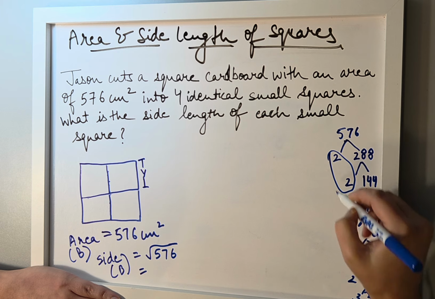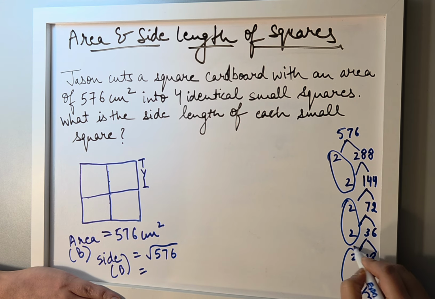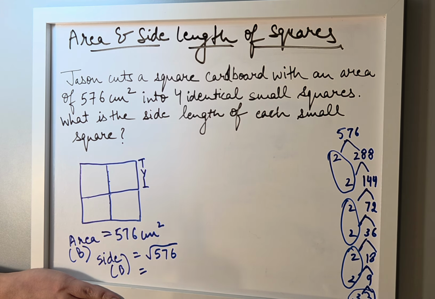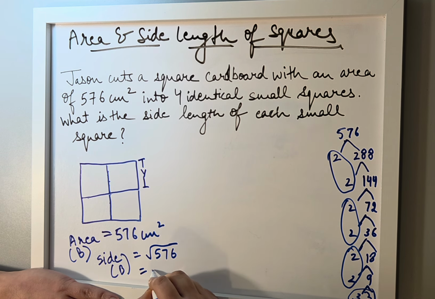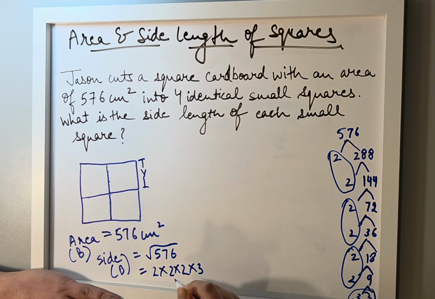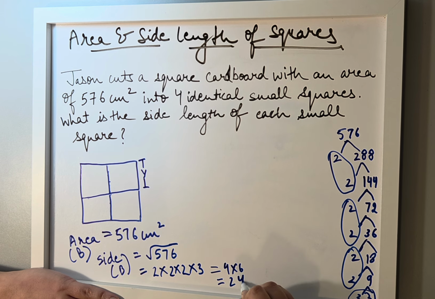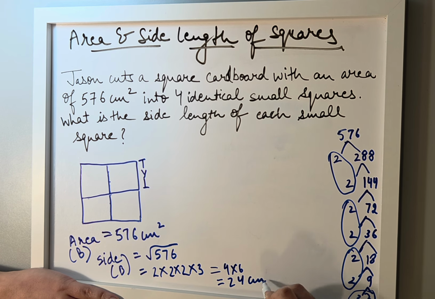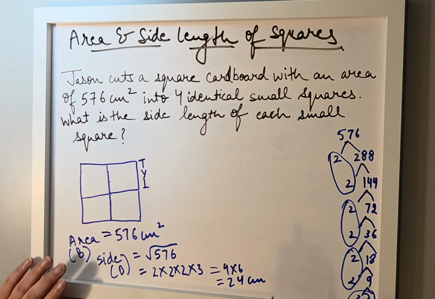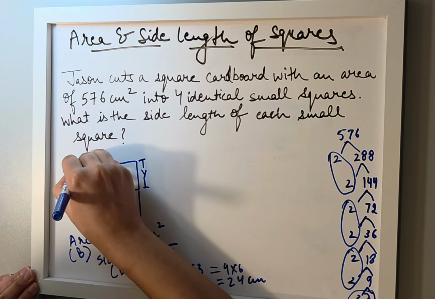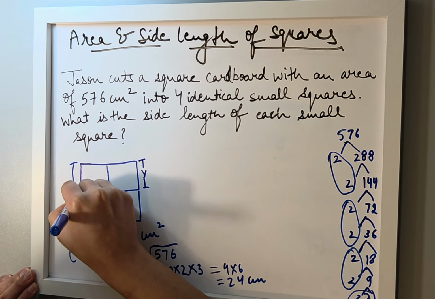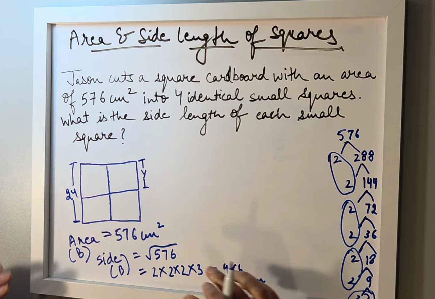So how many pairs do we have here? One of 2, one of 2, another of 2, and one of 3. So the square root will be 2 into 2 into 2 into 3. So how much will that be? 2 2s are 4, 4 into 6, 24. And we always write the unit. Okay, so now this is the side of the big square, 24 centimeter. So this whole length is 24.